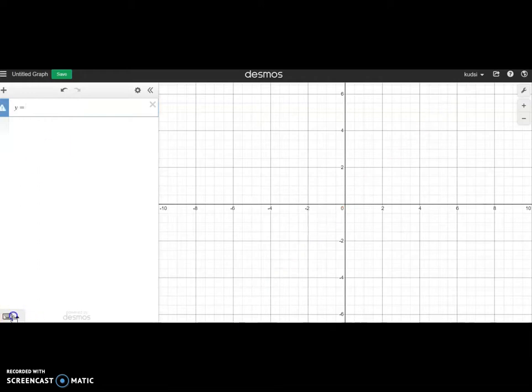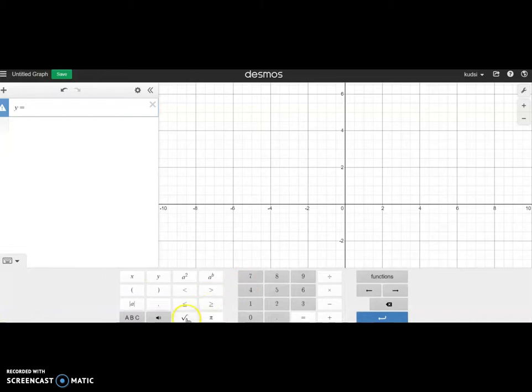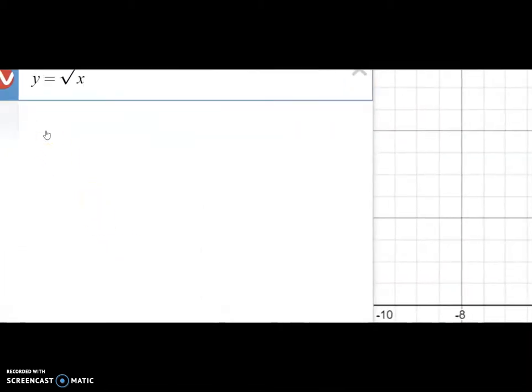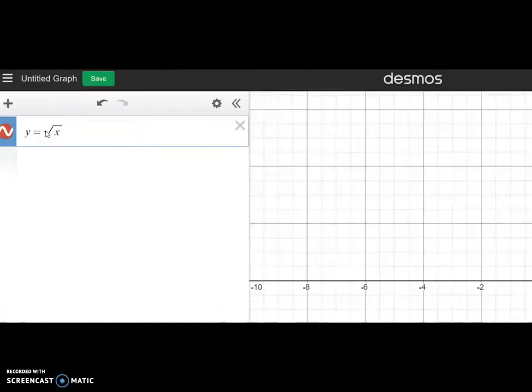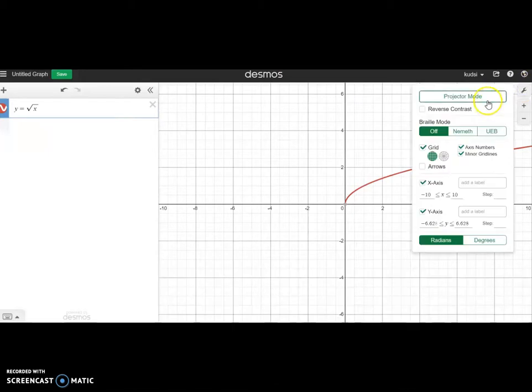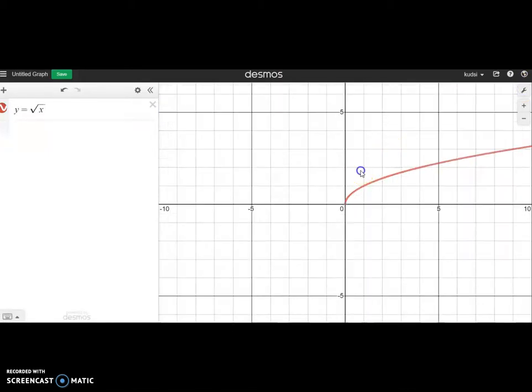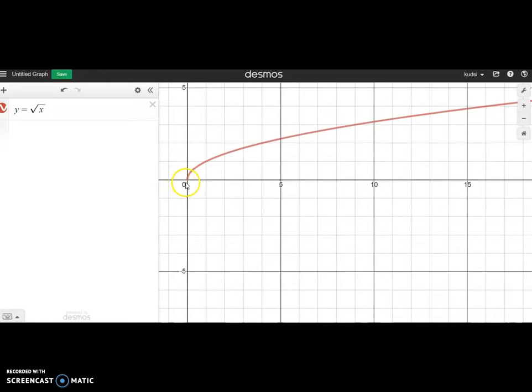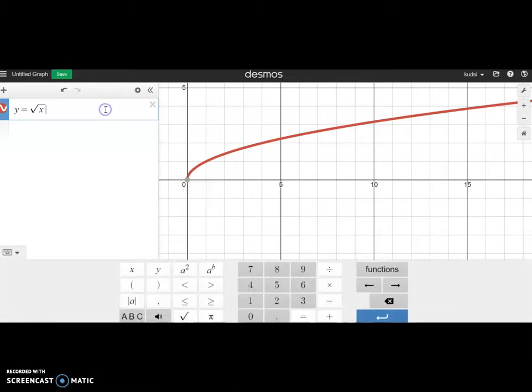So here I am in Desmos, and we're going to start with the square root of x. I need the keyboard on Desmos, and x. Okay, so start with that. The key thing here is it starts at 0, 0. It does not go any lower than 0, 0. It cannot go to the negative. However, we can shift it down.